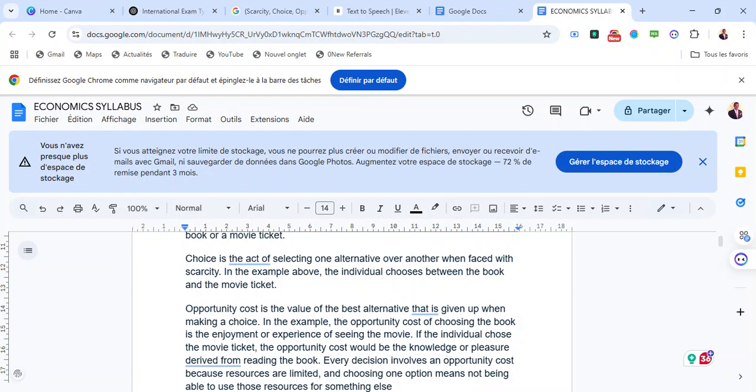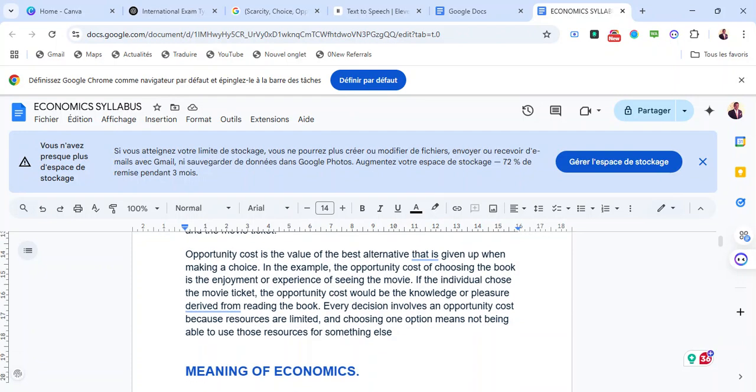Okay? In the example above, the individual chooses between the book and the movie ticket. So have you seen it? So that is choice. Choice is the act of selecting one alternative over another when faced with scarcity. So when there is scarcity, you have no choice but to choose between a book or a ticket. So that is choice. Now, what is opportunity cost?